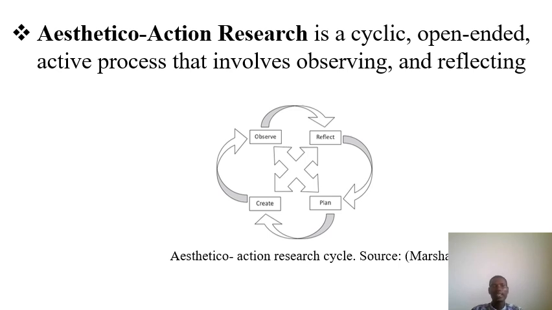Here we can talk about aesthetical action research, and this is a cyclic, open-ended, active process that involves observing and reflecting. So this is an aesthetical action research cycle. You realize that the beginning of the work is observed, then you reflect on what you observe, then you plan how you are going to create this particular work. After that, you create. After creation, that's not the end. You continue to observe. So the aesthetical action research is cyclic. It will go and come, go and come, go and come.